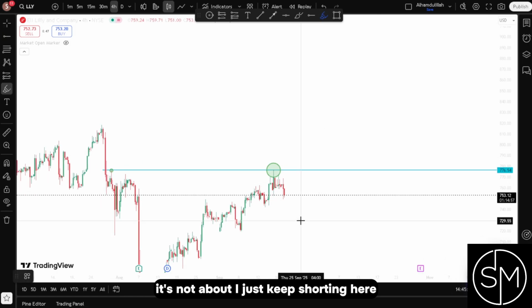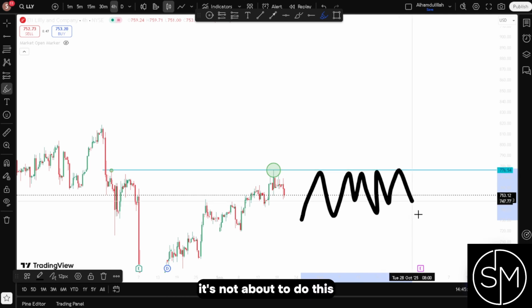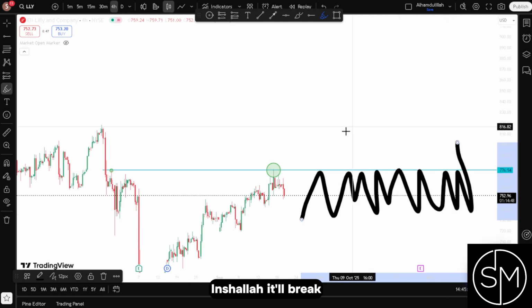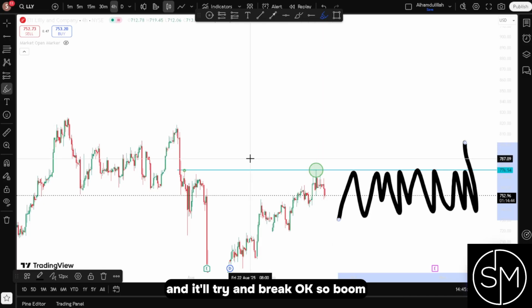It's not about to just keep shorting here. It's not going to do this. This is dead. And even if it did, one day, inshallah, it'll break. One day. They can drop the best product of all time, and it'll try and break. Okay? So boom.